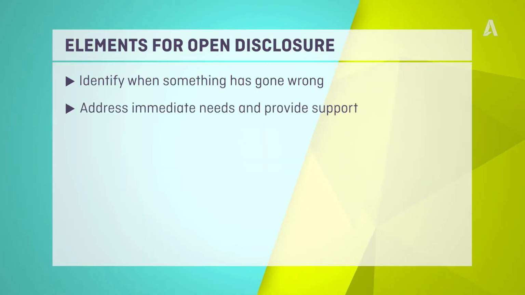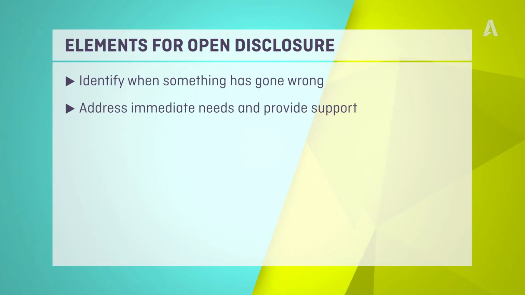When something goes wrong, the most important thing that a provider needs to do is to take immediate action to make sure that the person is safe and that they're receiving the care and support that they need. So that may mean practical support, but it could also mean emotional support if there's been a distressing incident.